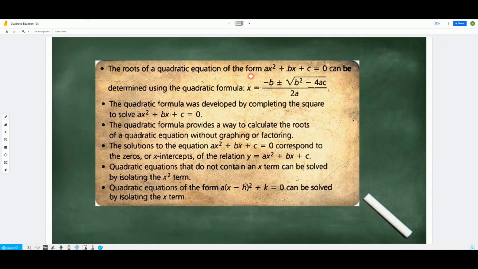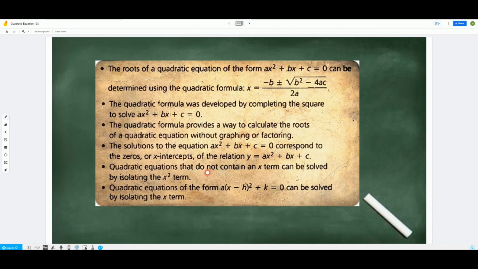The roots of a quadratic equation of the form ax squared plus bx plus c equals 0 can be determined using the quadratic formula. So x equals negative b plus or minus the square root of b squared minus 4ac, divided by 2a. This quadratic formula is very useful. It was developed by completing the square to solve ax squared plus bx plus c equals 0. We already did it. The quadratic formula provides a way to calculate the roots of a quadratic equation without graphing or factoring. As long as we know a, b, c, we can substitute. The solutions to the equation ax squared plus bx plus c equals 0 correspond to the zeros, the x-intercepts of the relation, also called roots.